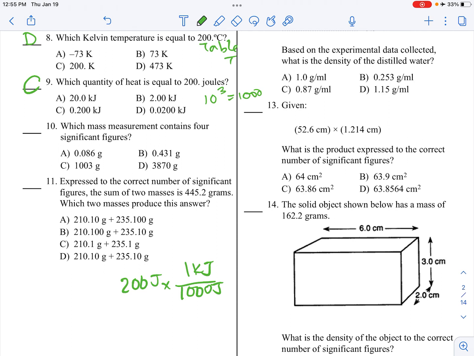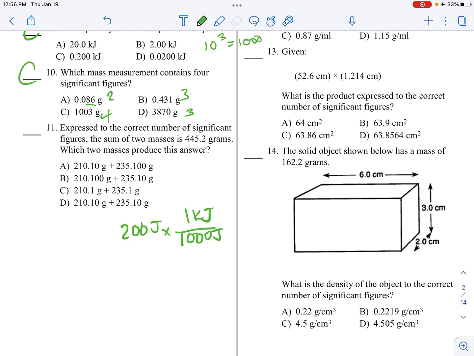Which mass is 4 sig figs? So remember, a number less than 1, you start at the decimal, move towards the right. So you skip that 0, that's 2 sig figs. Start here, that's 3 sig figs. Any number larger than 1, we'd start at the right and move to the left. This has 4. You don't count that 0, so this is 3. So choice C.